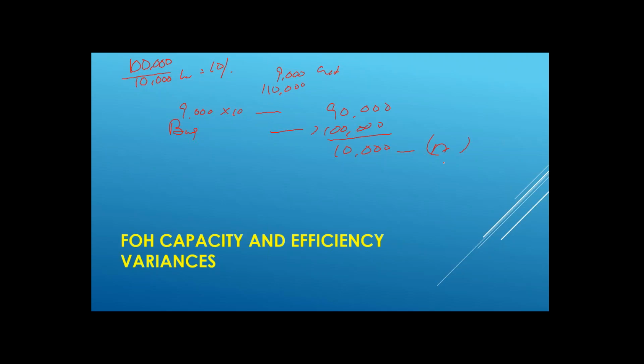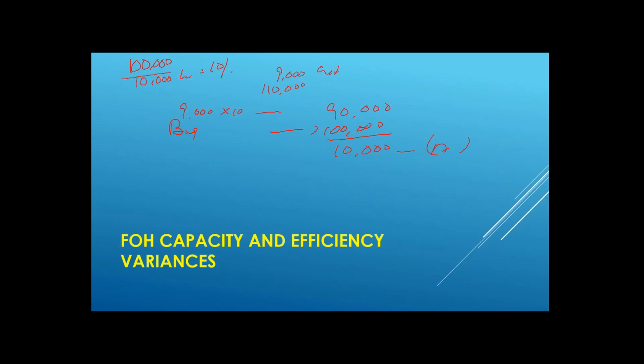Then we look at the efficiency variance. That is, how efficiently the people work. So we have to look at the number of units that they produce. How many units did they produce? They produced 9,000. So the standard hours for actual production: the actual production was 9,000.